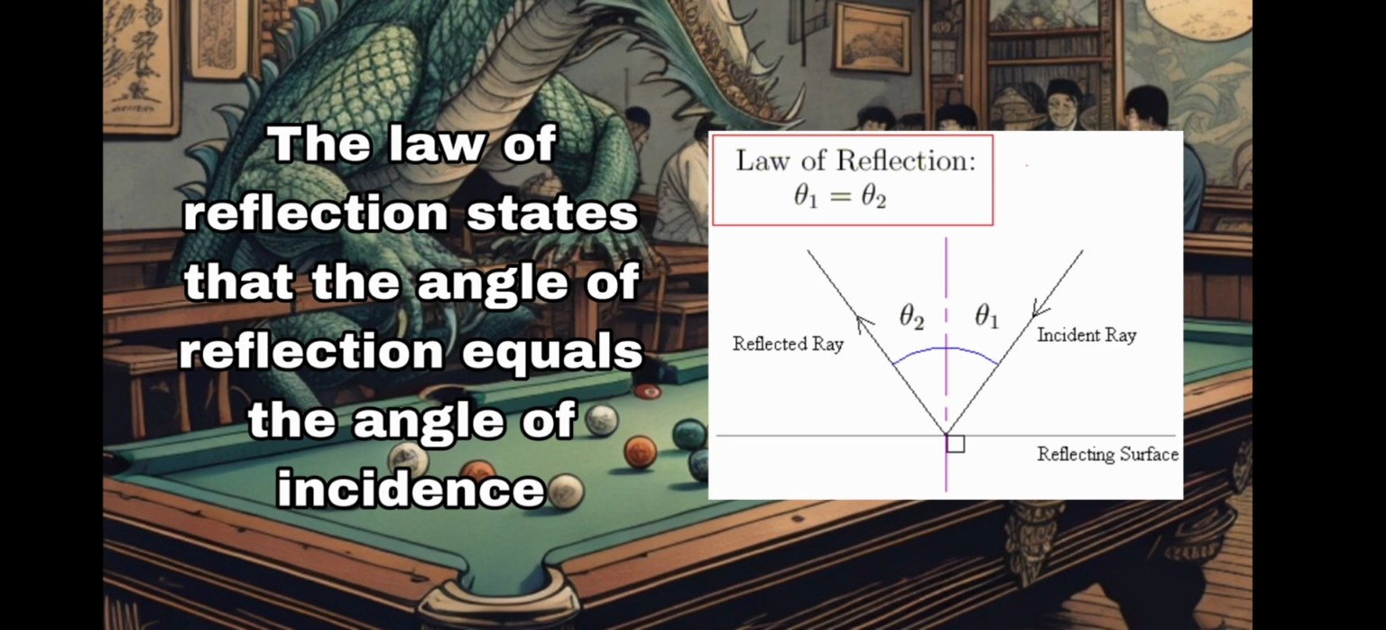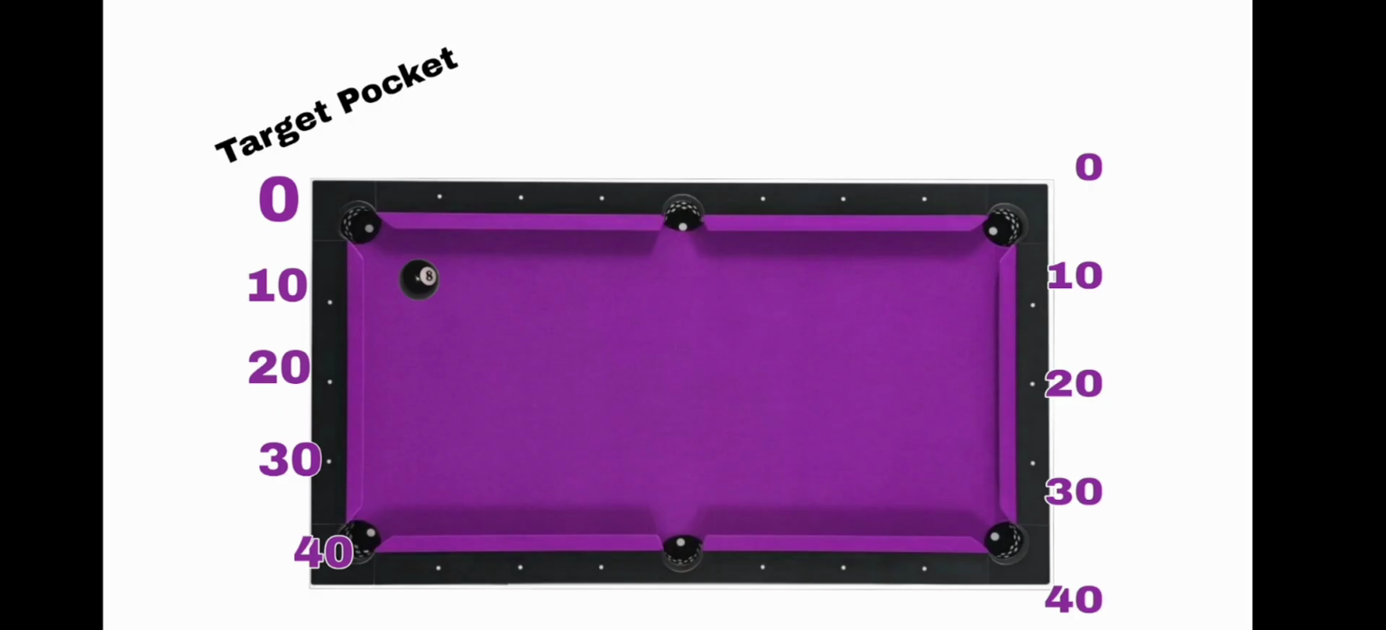Now let's see that in action. We want to get that 8 ball in the target pocket, and this target pocket is at 0, so we need to figure out what angle we can use to get our cue ball to bank on the other side of the table and then come back and knock our 8 ball into the target pocket.